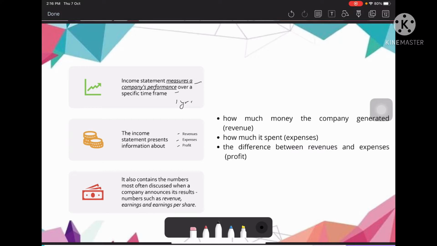So if you look closely, how much money the company generated, that is the revenue. Then we want to look at how much it spent, the expenses. The difference between the revenues and the expenses is the profit for the company. The statement of financial performance also contains the numbers most often used when a company announces its results, such as the revenue, earnings per share, sometimes dividend payout ratio, and so on.